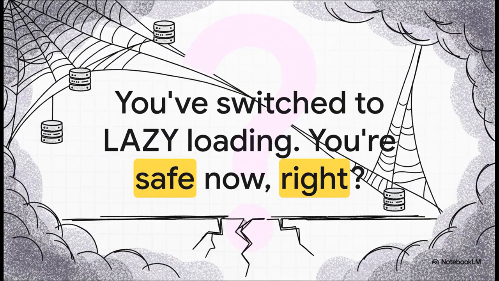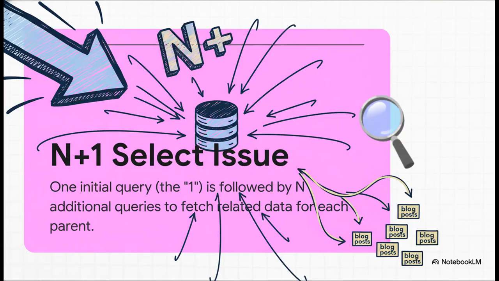Well, not quite. By defaulting everything to lazy, you've just swapped one problem for another one. And this new one is way sneakier. You've basically just set a trap for your future self. And that trap is the N+1 select issue. Here's how it plays out. You run one query to get, let's say, 100 blog posts. That's the one. Then, as your code loops through those posts and tries to access the comments for each one, JPA has to go back to the database 100 separate times. What looks like a simple loop in your code unleashes a storm of queries on your database.